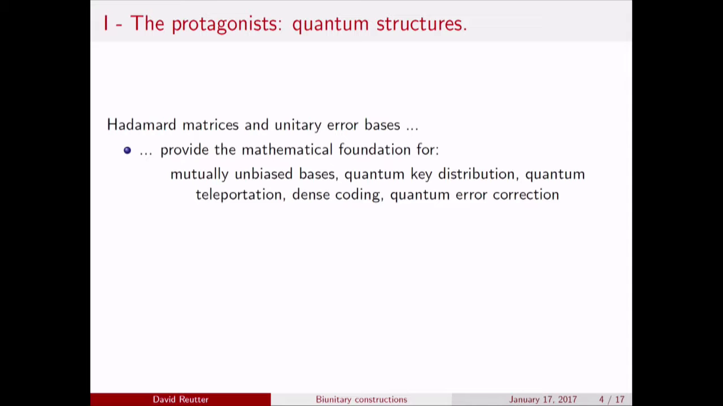Unitary error bases were first developed as a generalization of the Pauli matrices in the theory of quantum error correction. But they have many other applications. One good example is that unitary error bases classify quantum teleportation protocols. And they also classify dense coding schemes. So again, unitary error bases pop up everywhere in quantum information theory. I would even go as far as saying that as soon as we have a quantum protocol which is somehow built on entanglement, then it's quite likely that at the mathematical heart of this protocol, there's one of these quantum structures.